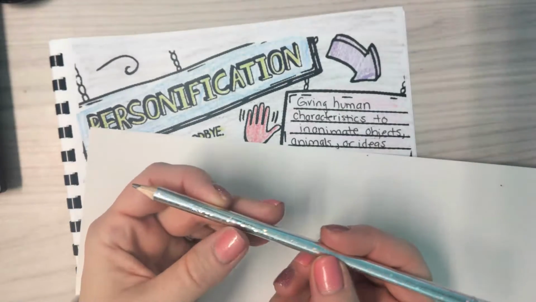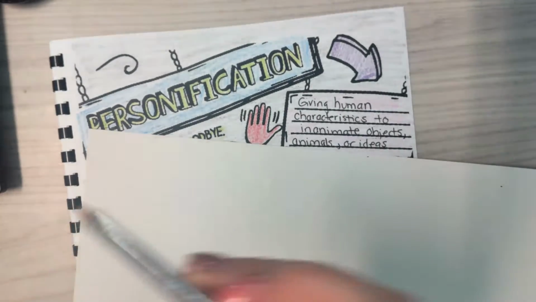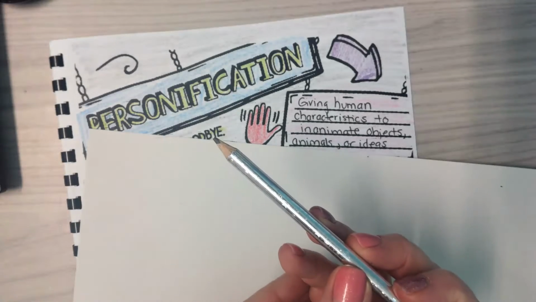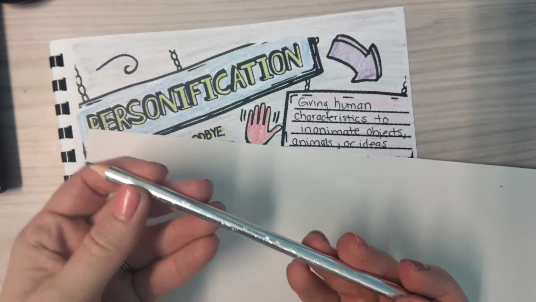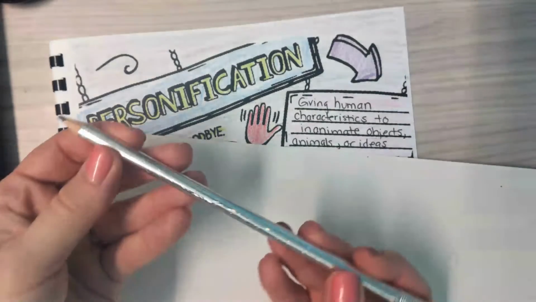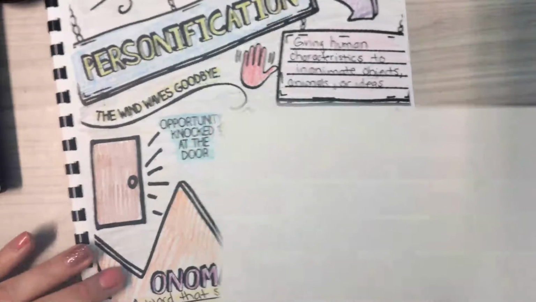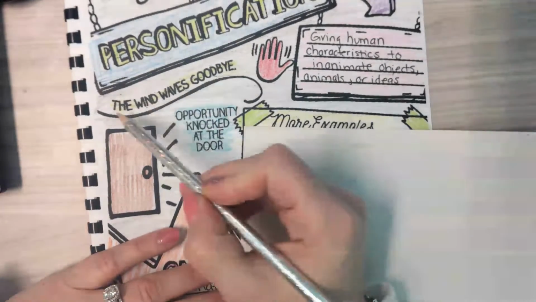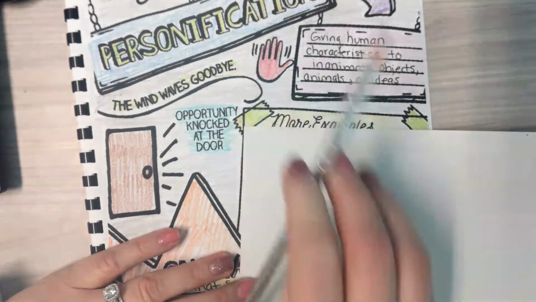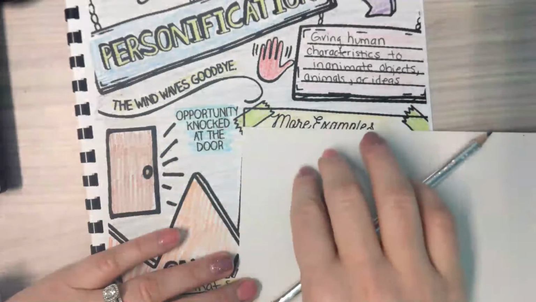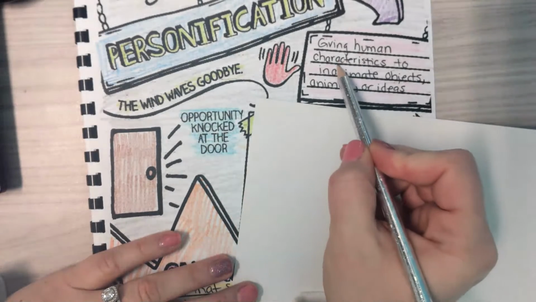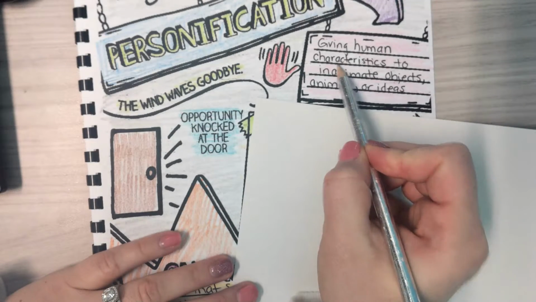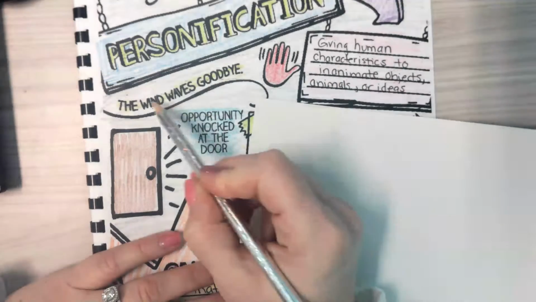Pencils do not dance. So if I say that the pencil is dancing across the page, well, that's personification because I just gave a human characteristic to an inanimate object. Let's look at the rest of our examples here. So right here we have the wind waves goodbye, right? Wind doesn't go bye. Wind does not actually wave by. It's just a human characteristic that is given to an inanimate object, wind.